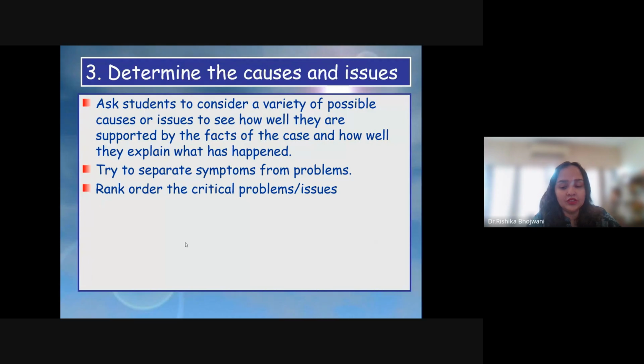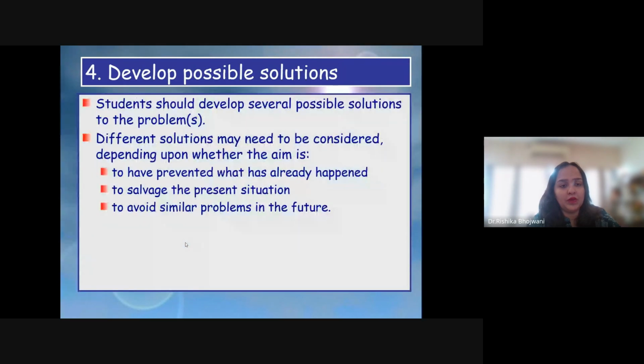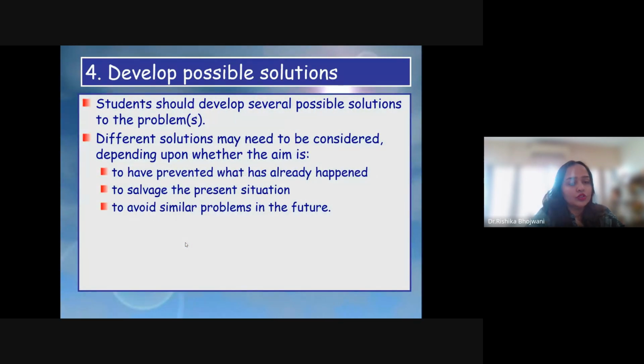Now going to the next. Yes, coming to the fourth part. One, two, three. I don't know, something is wrong with my slides, so I just need to click thrice. Coming to the fourth part. Here, developing a solution, and then evaluating it after that, the fifth one, goes hand in hand.